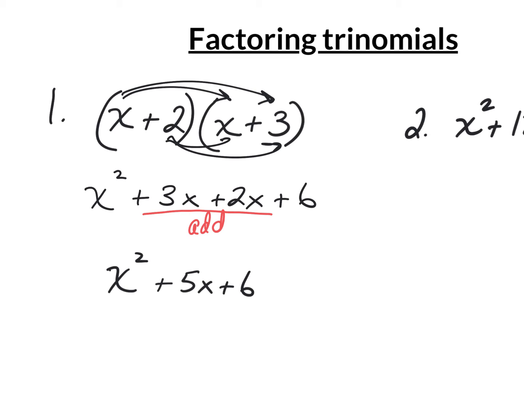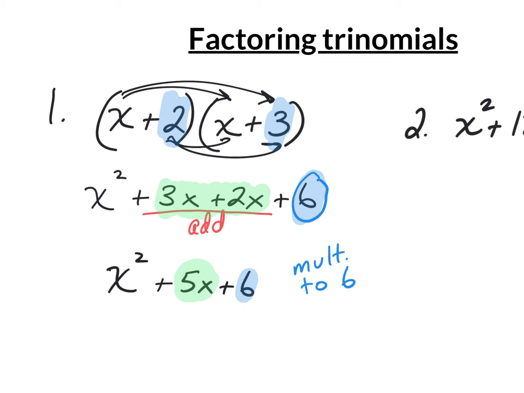Well, let's just investigate a little bit further. Where did this 6 come from? Well, that 6 came from, let's get the same colors, 2 times 3. So this 6 comes from two numbers that multiply to 6. And then, sorry, I'm messing my highlighter colors up today. 5x, well, that came from the addition of our like terms in the middle.